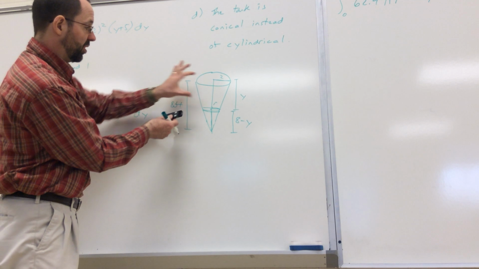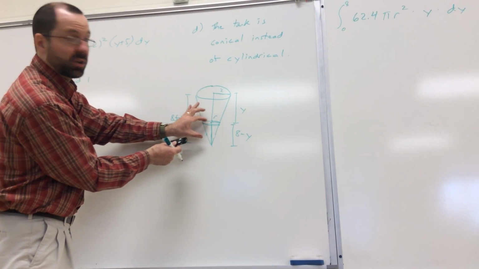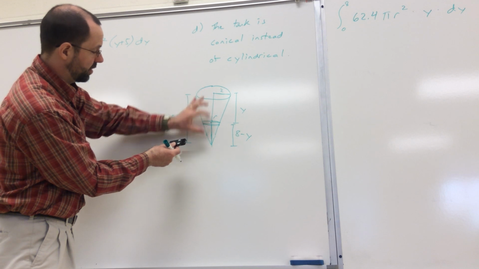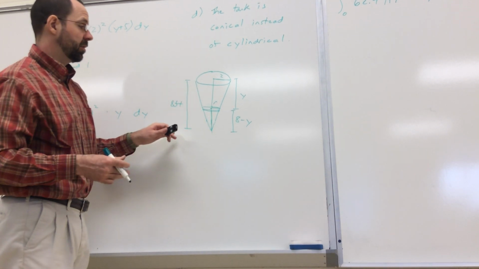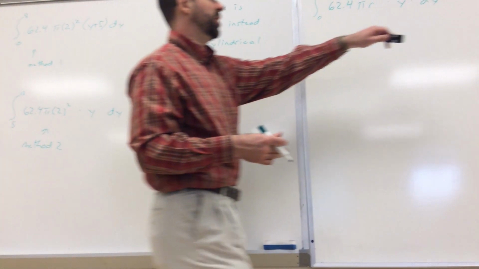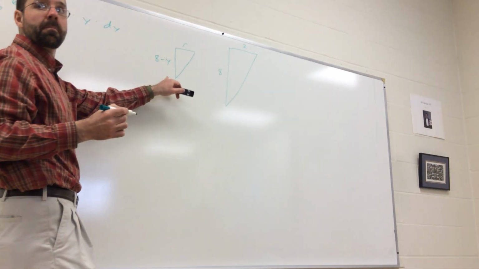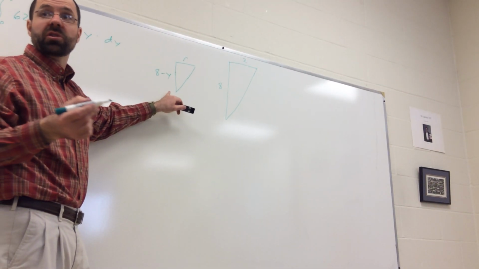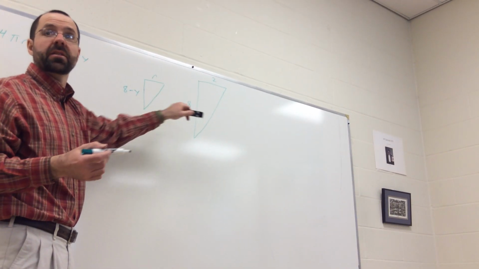In other words, if we're down at a depth of 6, that's going to be 2. Or if we're down at a depth of 7, that's going to be 1. So it's 8 minus the depth to get the height of the triangle. So now over here, this is 8 minus y. So now we can set up our proportion. r over 2 equals (8 minus y) over 8.